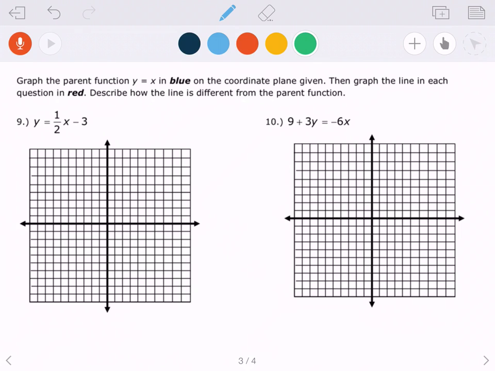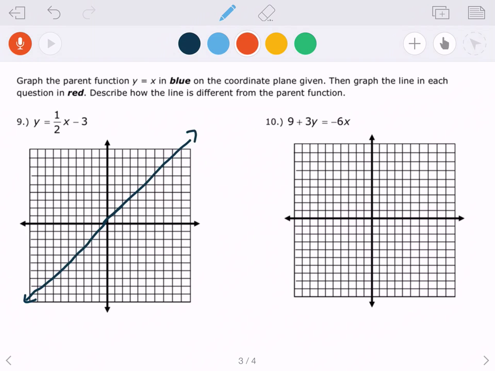So the next part of it, I'm going to give you a graph. It says graph the parent function in blue. So I'm going to try my best to graph that parent function. It's going through the origin and it has a slope of 1, so up 1 over 1 each time. Then graph each of the other equations in red, and we're going to compare.